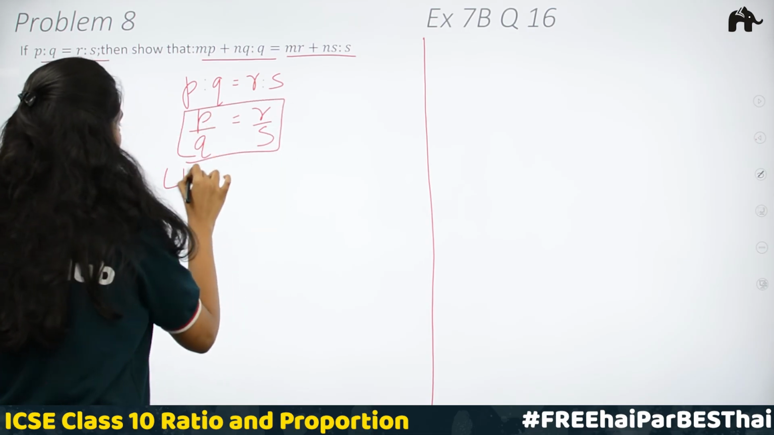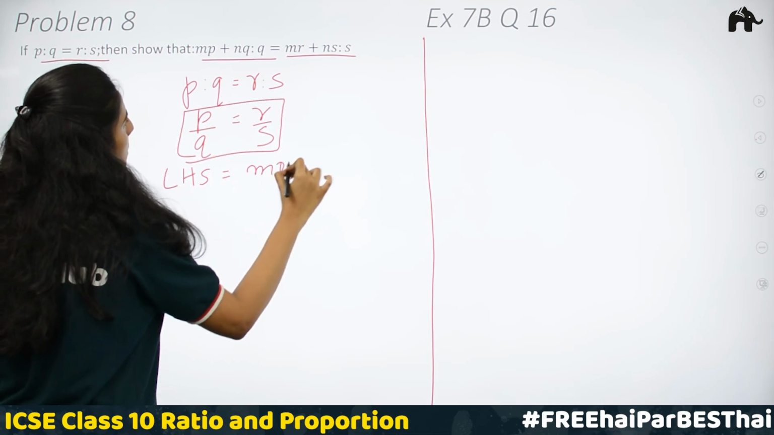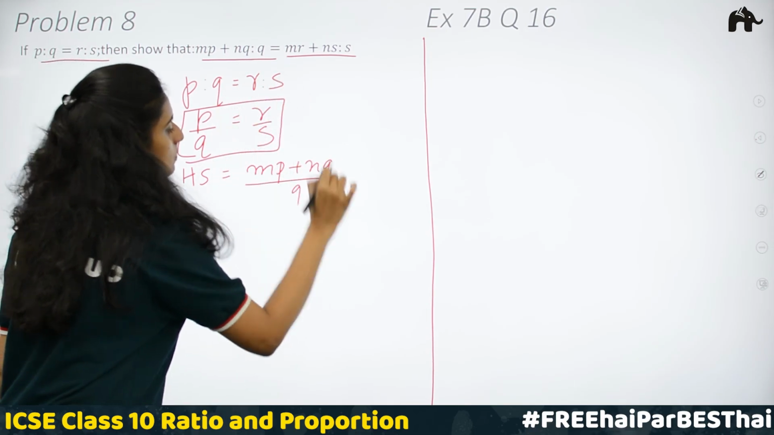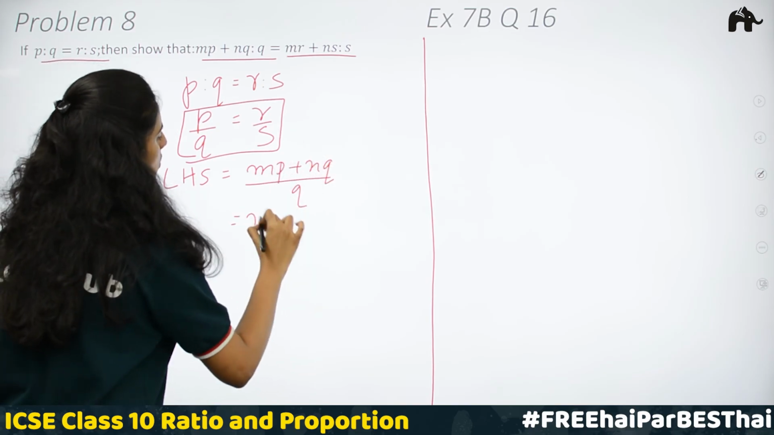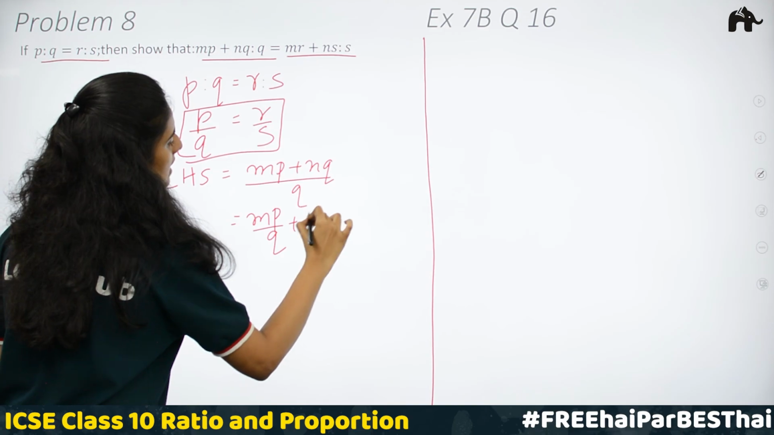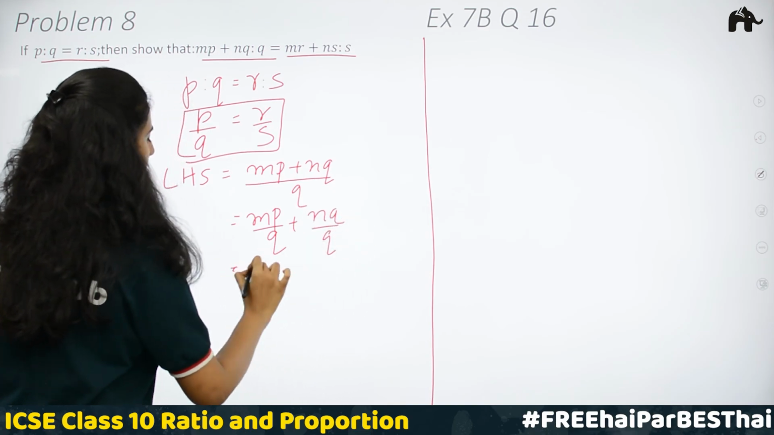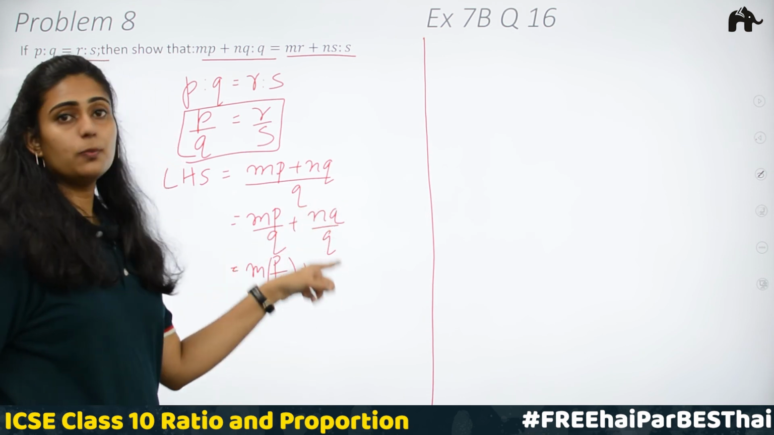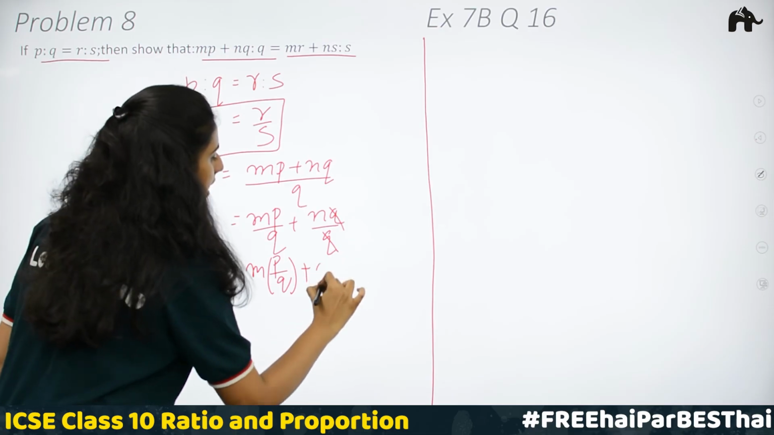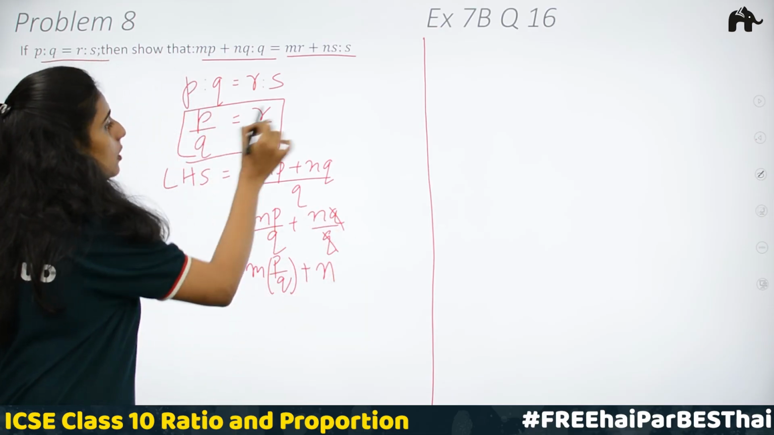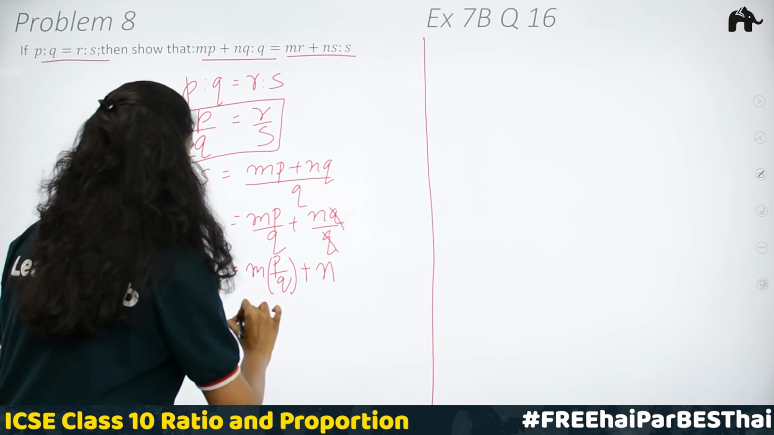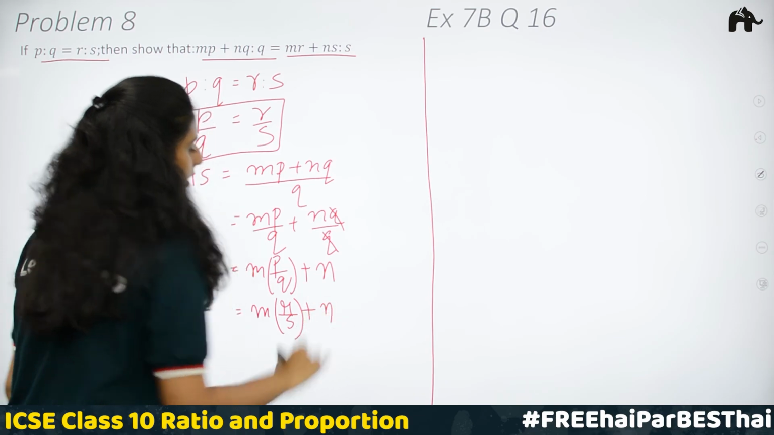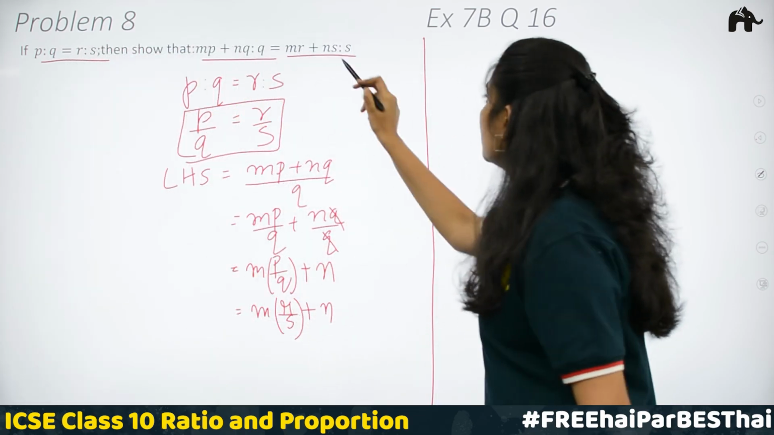Now, what is the LHS? LHS is equal to MP plus NQ is to Q. That is MP plus NQ divided by Q. Which is equal to MP by Q plus NQ by Q. That is M into P by Q plus N into Q by Q. Q and Q can be cancelled. We'll get N. We have P by Q is equal to R by S. That is equal to M into R by S plus N. We need to get it in this form.